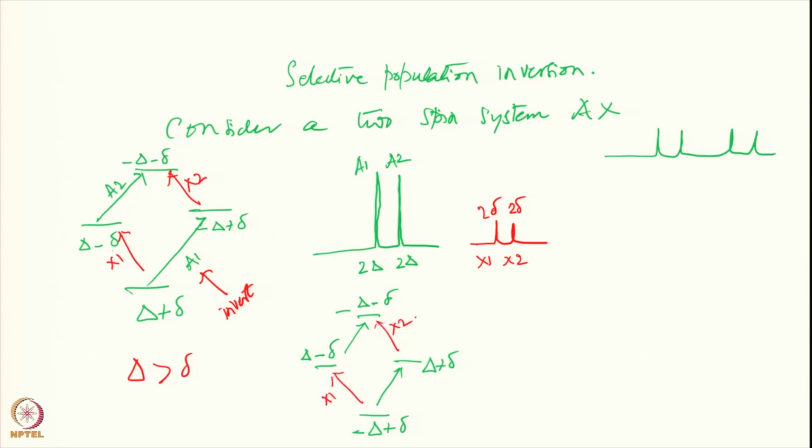What will be the intensities here? Let me draw the A1 first, and this is now minus 2 delta. Okay. The A1 will become minus 2 delta, and this one, this minus this, will be plus 2 delta.